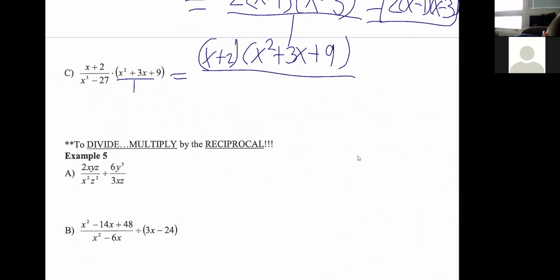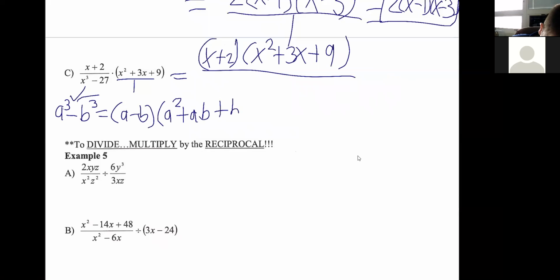So this is like a throwback. I'm assuming you guys probably don't remember the SOAP formula off the top of your head. If you remember the difference of cubes, it's this. It's the same sign, and then it's the opposite, and then it's always positive. Is that right? Same sign, opposite, always positive. Yeah, so this would be the formula.